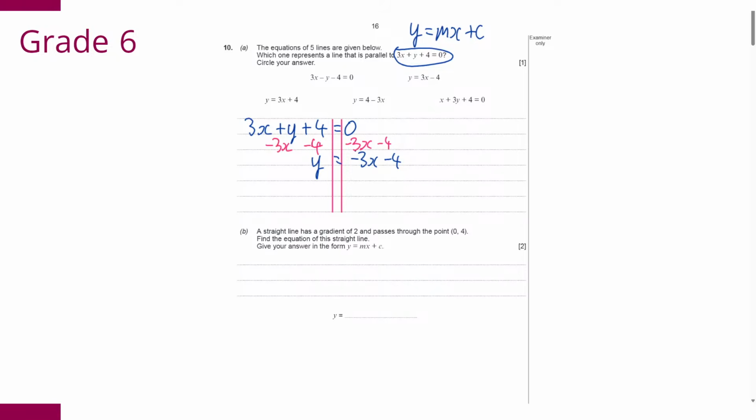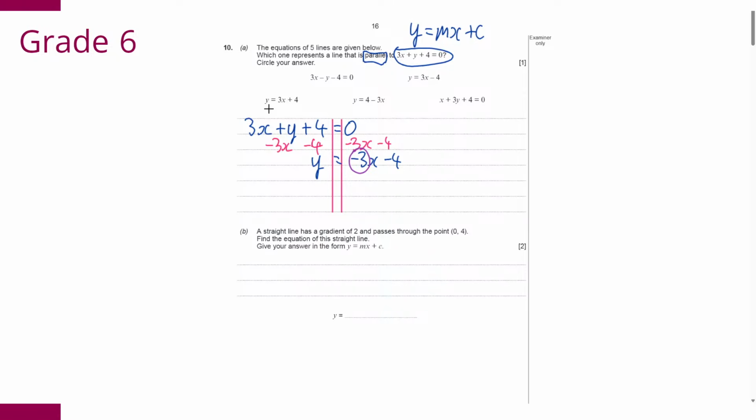The number before the x is the gradient. So the gradient is minus 3. And what do we know? I'm semi-awake. Okay, cool. What do we know about parallel lines? They have the same gradient, right? So parallel in this question means which of these have the same gradient.